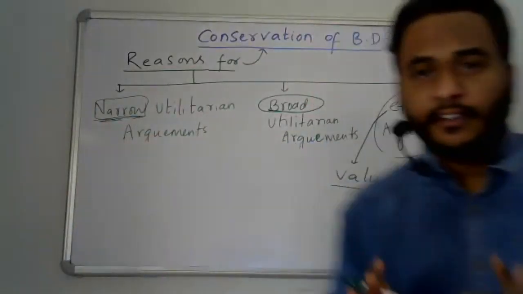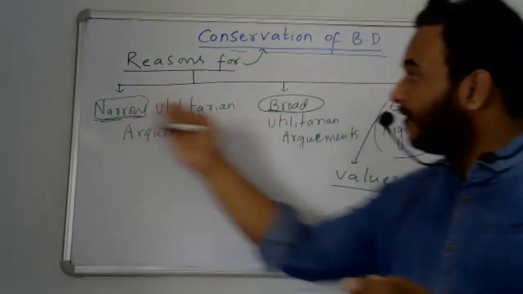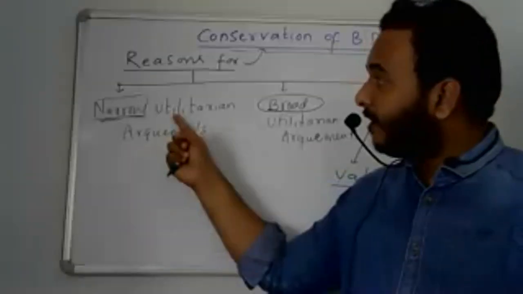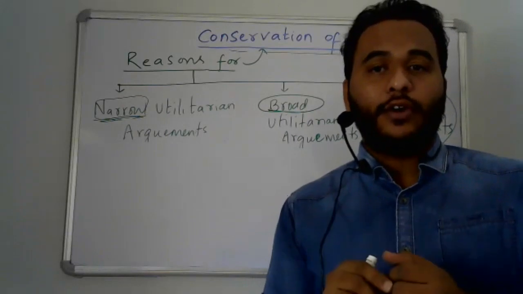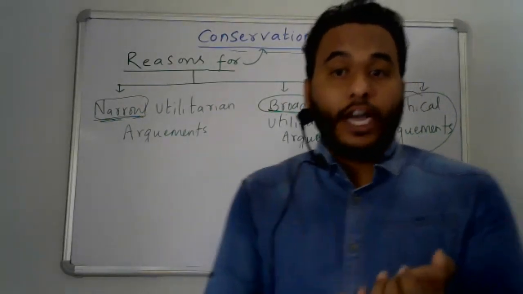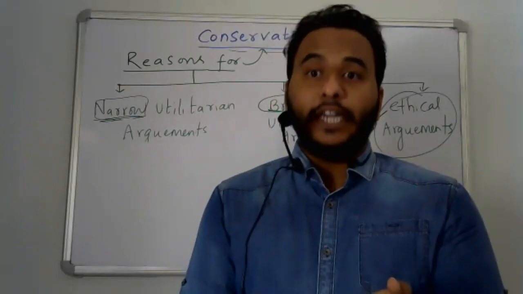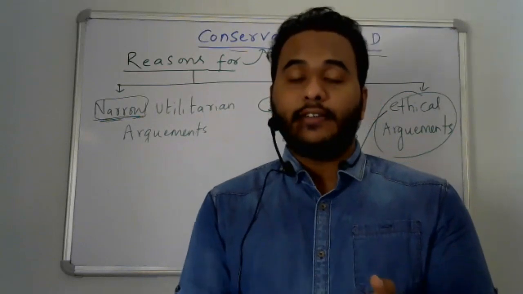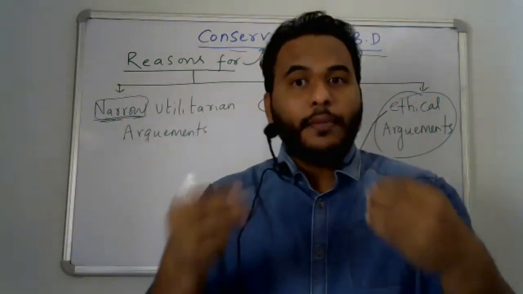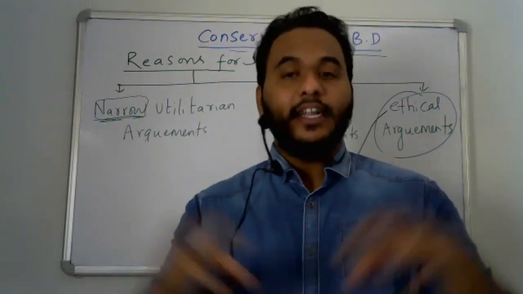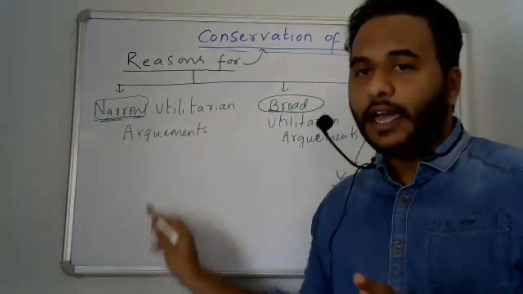So these are all reasons together for the conservation of biodiversity. We have to conserve biodiversity, and these are the three reasons. The first reason is narrow utilitarian arguments. So what are narrow utilitarian arguments? We get firewood, fibers also, and construction material, industrial engineering raw materials. And coming to medicines, we extract medicines from different medicinal plants. So these all are raw materials that human beings need. So we are thinking about only our human beings. So this comes under narrow utilitarian arguments.